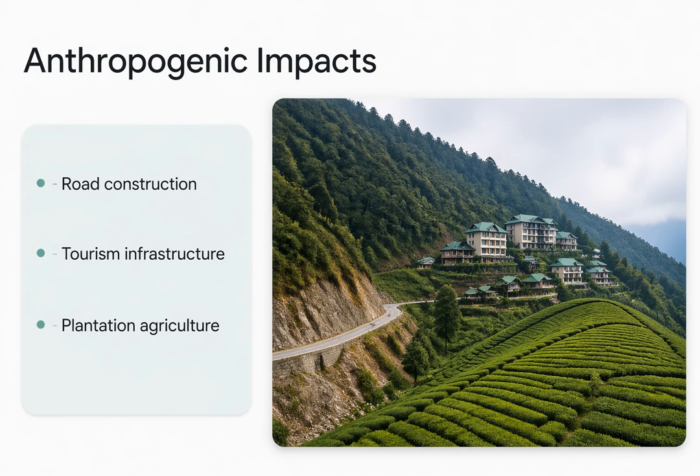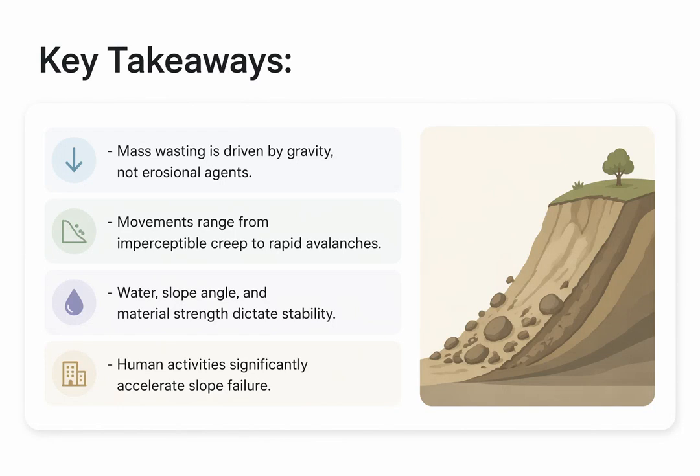When analyzing landslides in these regions, a topic frequently tested in exams like the UPSC mains, we cannot ignore human or anthropogenic activities. Natural factors set the stage, but human actions often pull the trigger. Activities such as aggressive road construction cutting into the base of slopes, expanding tourism infrastructure, and replacing deep-rooted natural forests with shallow-rooted plantation agriculture drastically reduce slope stability and accelerate the rate of mass wasting across both the Himalayas and the Western Ghats.